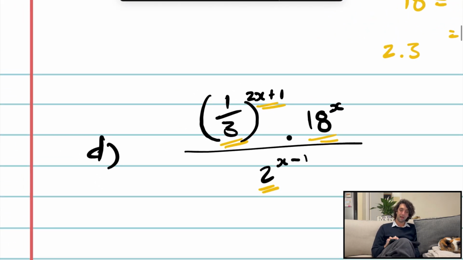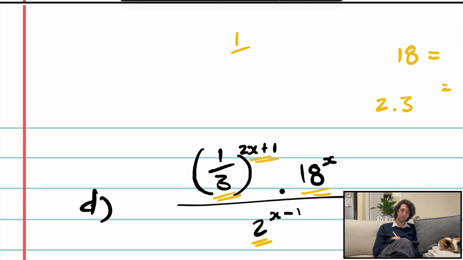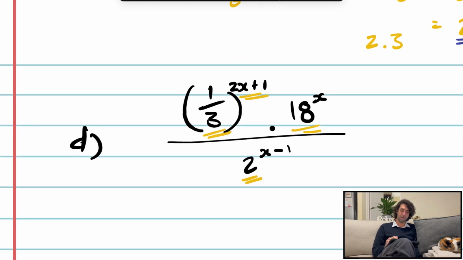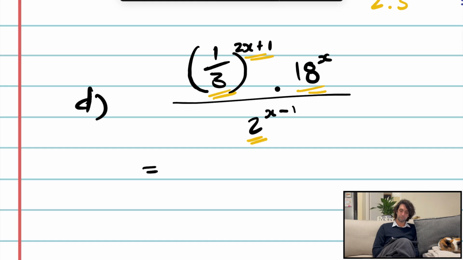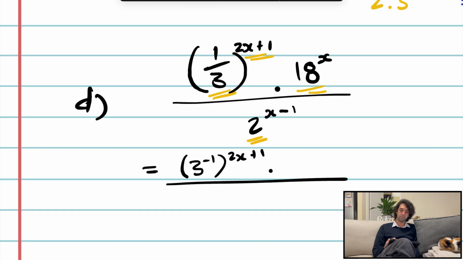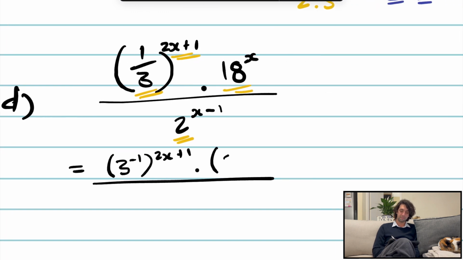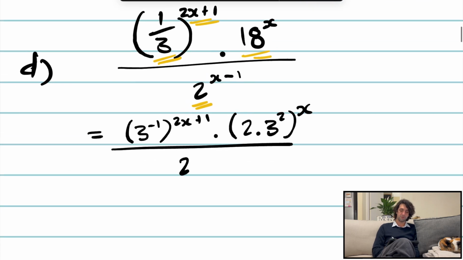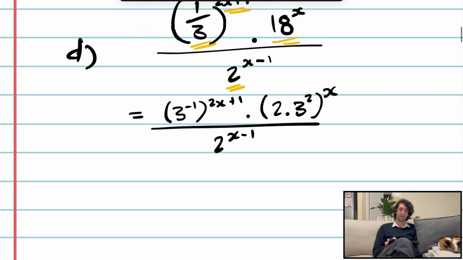All right. Another thing that I quickly noticed is this is the third, and another way to write a third is 3 to the power of negative 1. Okay. So my expression now becomes, and I'm just going to work step by step, 3 to the power of negative 1, to the power of 2x plus 1, multiplied by my 18, which I just said becomes 2 multiplied by 3 squared, all to the power of x. Then I have 2 to the power of x minus 1 living at the bottom there.